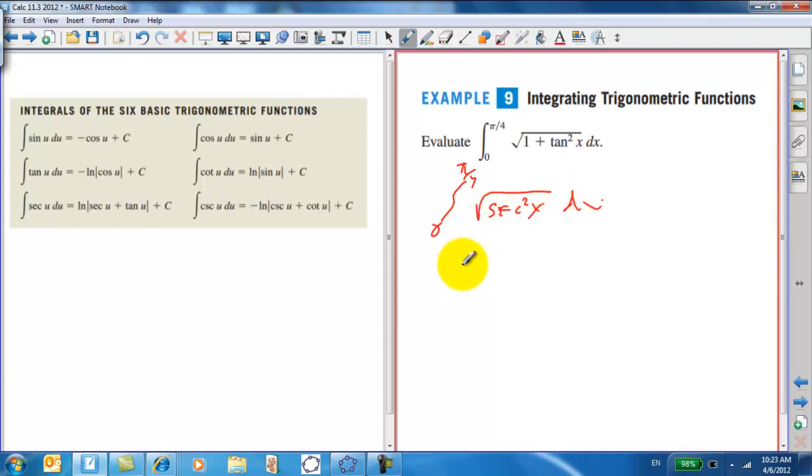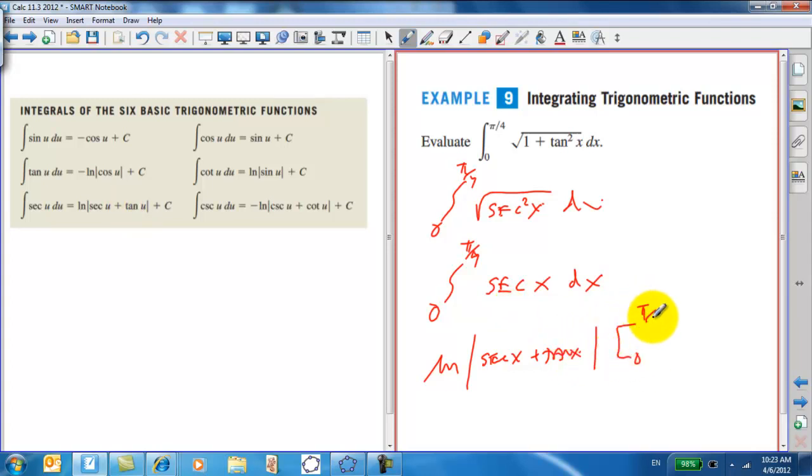And the square root of secant squared is secant, so 0 to pi over 4 of the absolute value of secant x. But in this range it's always positive, so we'll just go with secant x dx. Now the secant, that's one of these tricky ones over here. We've got to go natural log of the absolute value of secant x plus tan x plus our constant of integration, but we're doing a definite integral now, so we're just going to go from 0 to pi over 4. So it becomes the natural log of the secant of pi over 4 plus tangent pi over 4, minus the natural log of the secant of 0 plus the tangent of 0.